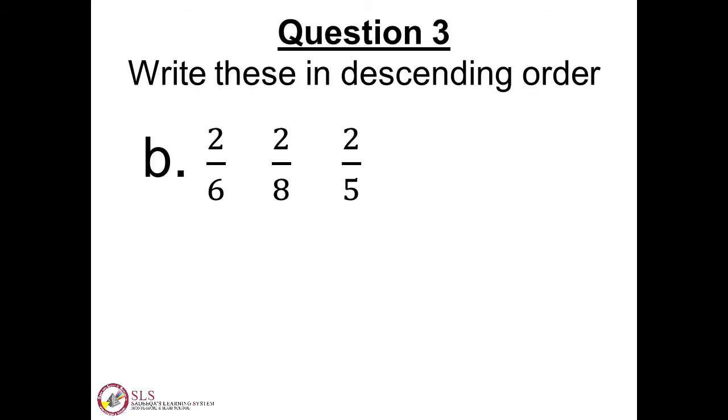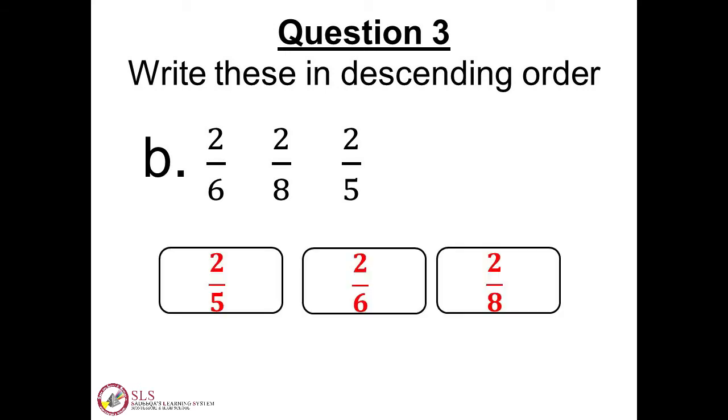Question 3, Part B. 2 by 6, 2 by 8 and 2 by 5. Look at the denominators carefully. Denominators are 6, 8, 5. Fraction 2 by 5 has the smallest denominator and it has the greatest value. So we will write first 2 by 5, then 2 by 6, then 2 by 8.